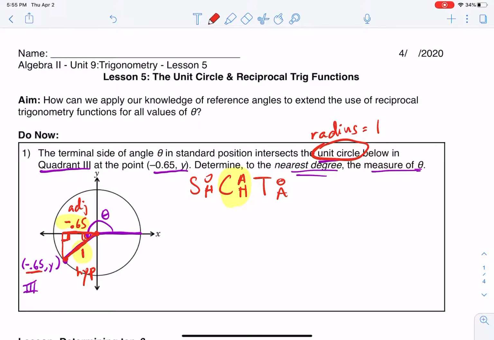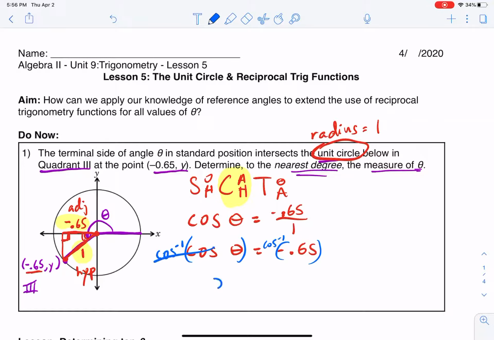All right, so let's set up our equation. We'd have cosine of theta equals negative 0.65 over 1. Now, just for ease of doing the problem, we can simplify that fraction before we do our inverse trig. All right, now I'm going to do cosine inverse of both sides. It's going to cancel everything out here, and I'll have theta equals cosine inverse of negative 0.65.